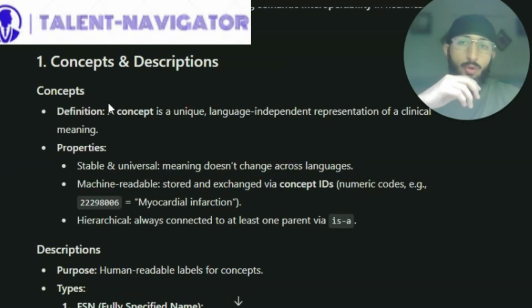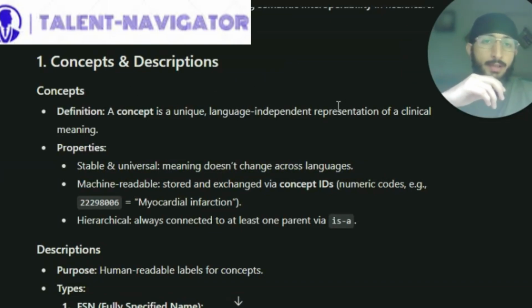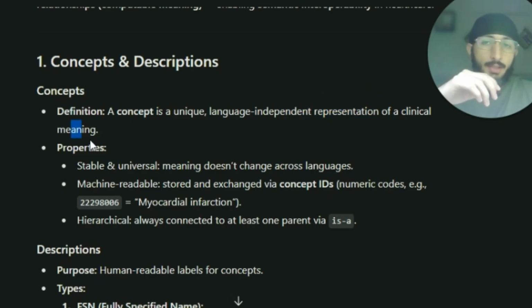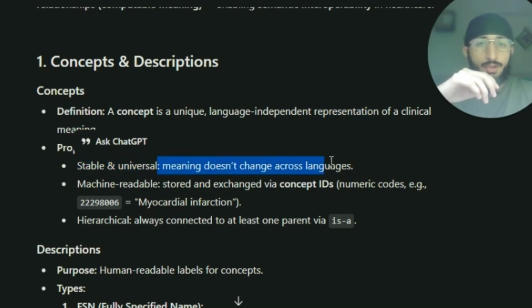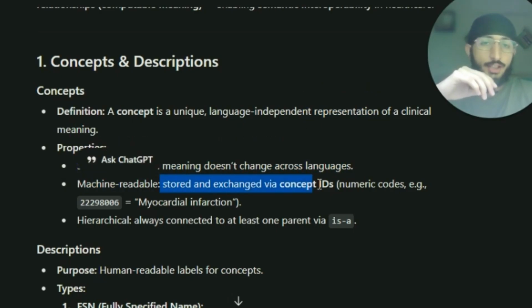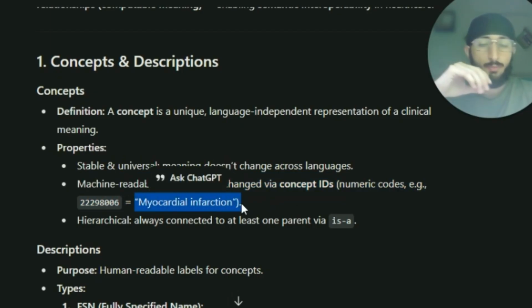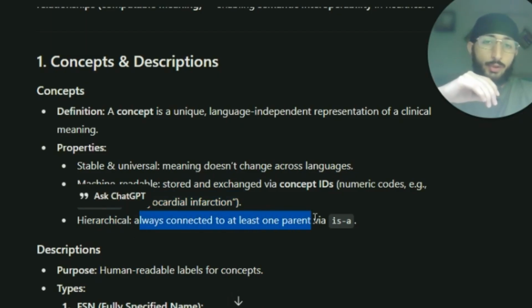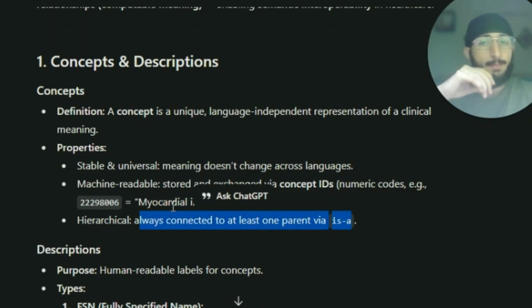Discussing concepts and descriptions. A concept is a unique, language-independent representation of a clinical meaning. Properties: it is stable and universal, and meaning doesn't change across languages. It is machine readable, stored and exchanged via concept IDs, numeric codes. For example, this code maps to myocardial infarction, which is a heart attack. Hierarchical: concepts are always connected to at least one parent via is-a type relationships, except the root.